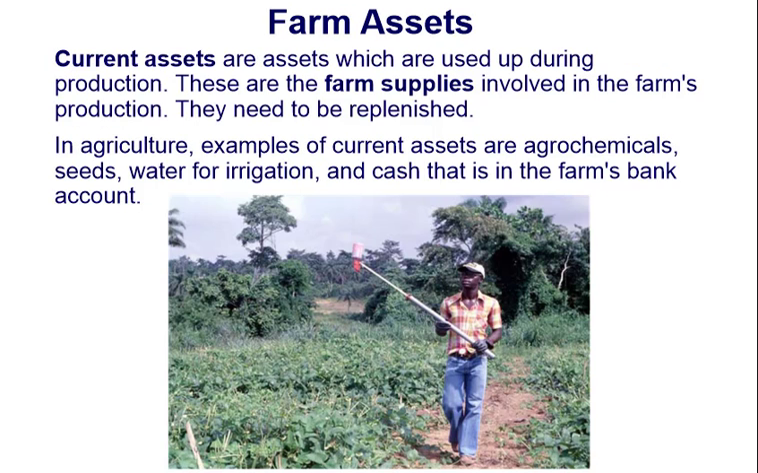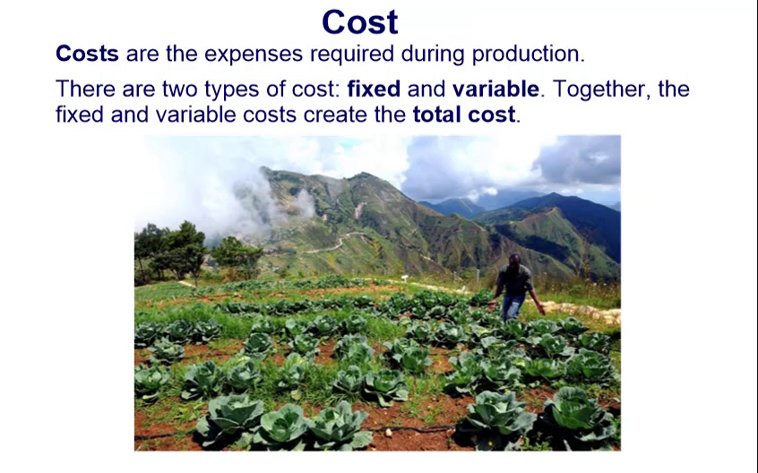Current assets are assets which are used up during production. These are farm supplies involved in the farm's production. They need to be replenished. In agriculture, examples of current assets are agrochemicals, seeds, water for irrigation, and cash that is in the farm's bank account.